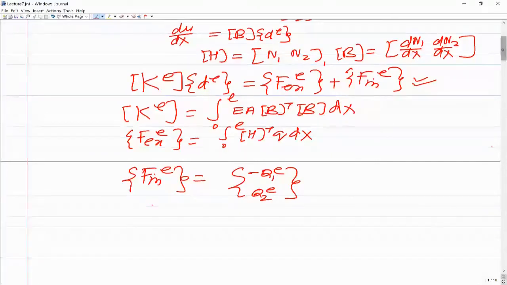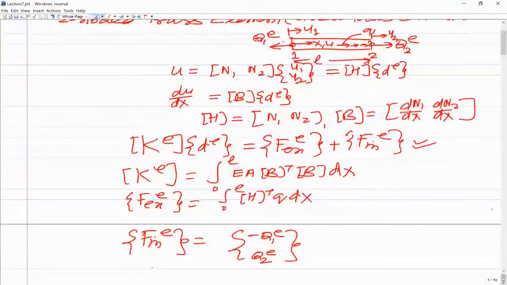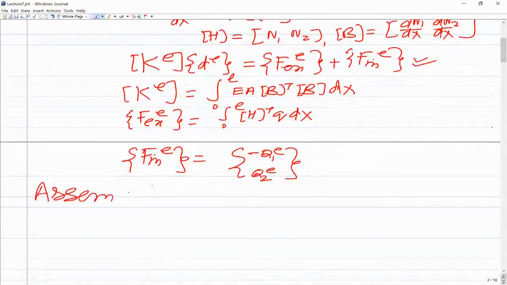As I have mentioned already, K is a singular matrix, so this equation cannot be solved for u1 and u2. d is nothing but u1, u2, as you see over here. So this is your de. We cannot solve this. Before we solve for the unknown nodal degrees of freedom, we have to assemble and impose the boundary conditions. So the next step in the finite element analysis is assembly.